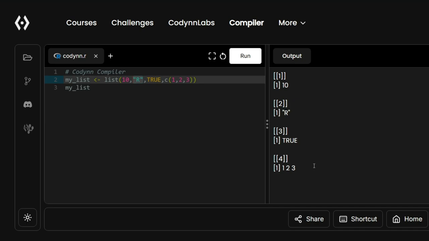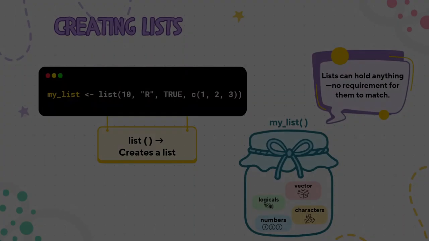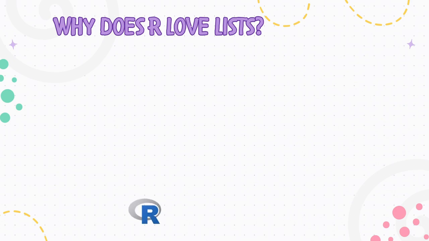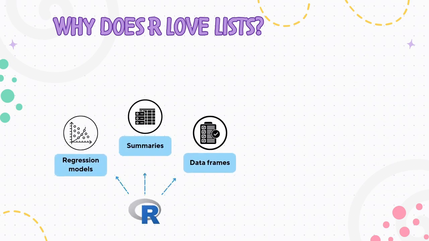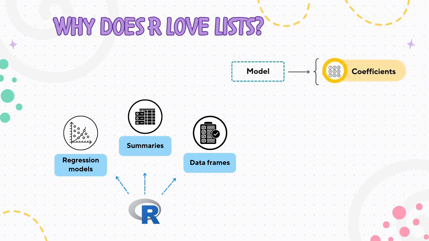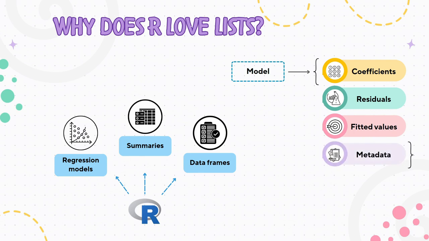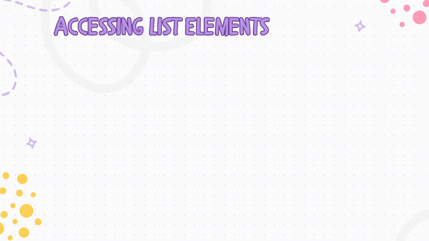But for now, let's know, why does R love lists? Lists appear everywhere in R, in regression models, in summaries, in data frames, you name it. Whenever R needs to return a lot of information with different data types, it packs everything neatly into a list. So, learning about lists early is essential, because later you'll be extracting data from lists non-stop. To know more about lists, let's talk about accessing list elements.